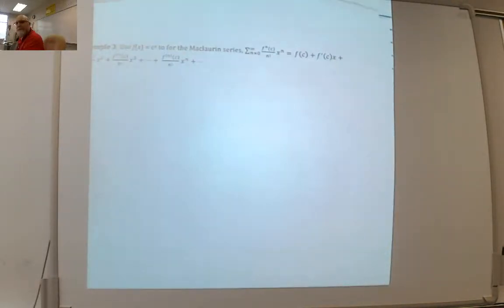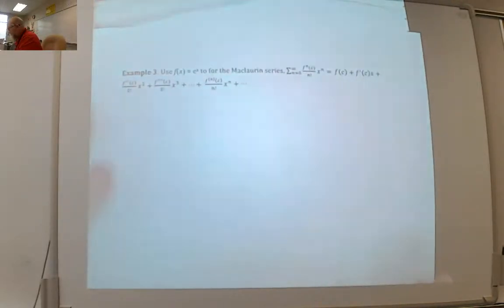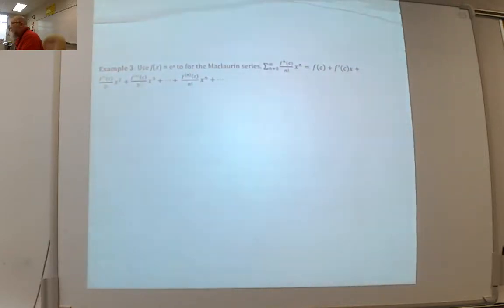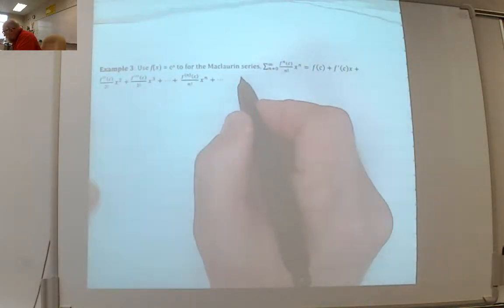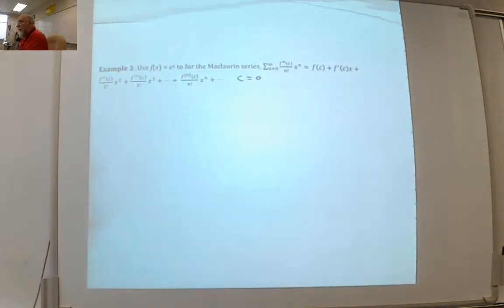e to the x. Now, what do you know about every derivative of e to the x? And if it's Maclaurin and c equals 0, they're all going to have x in them, correct? And when you plug in 0 into e to the x, it'll be e to the 0. What's the derivative at 0? 1 for every single one, correct?